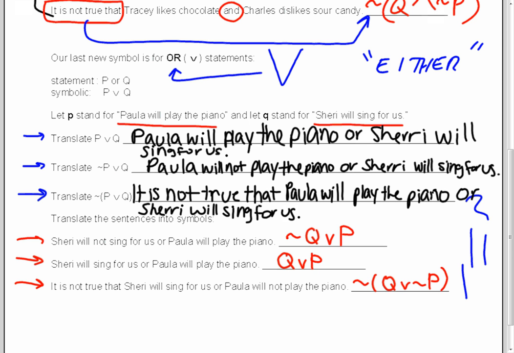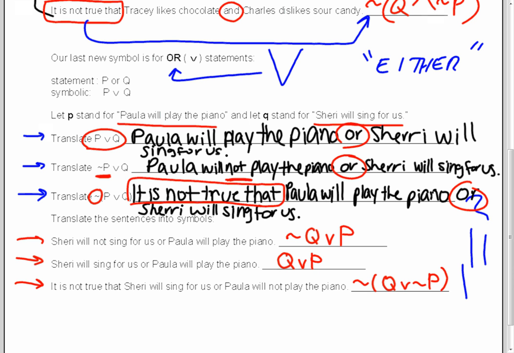Just take that. Do we like what we see? Paula will play the piano or Sherry will sing for us. Just straightforward P or Q. Then we negated P. So she put in the word not. Nothing happened to the Q. Still an "or" situation. This time the negation symbol is on the outside, so it is not true that Paula will play the piano or Sherry will sing for us.